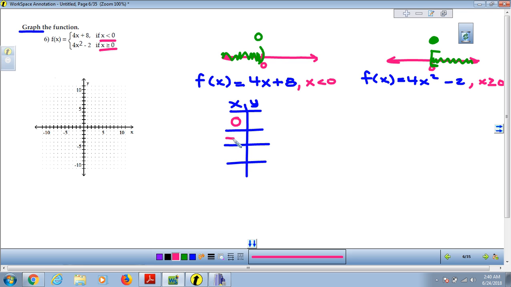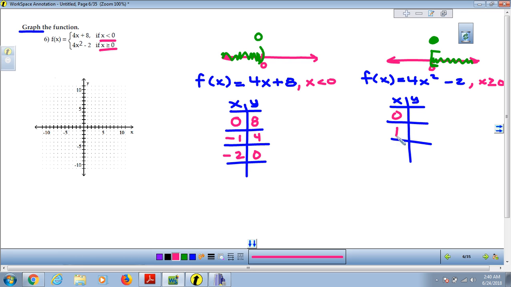So what else is less than 0? -1, -2. I mean, you could choose more numbers, but that would be enough. So 4 times 0 is going to be 0 plus 8, 8. 4 times -1, it's -4. -4 plus 8 is 4. 4 times -2 is -8, and -8 plus 8 is 0. Okay, so I just basically substituted for the x each of those three numbers, and that's it.